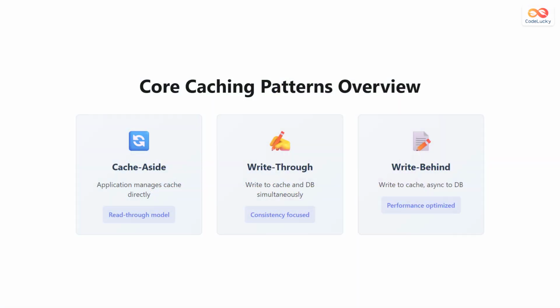There are three main caching patterns used in distributed systems. Cache aside, also known as lazy loading, is a pattern where the application manages the cache directly. Write through is a pattern focused on consistency, where data is written to both cache and database simultaneously. Write behind, also called write back, is performance optimized, where writes go to the cache first and then asynchronously to the database. Each pattern has different trade-offs between performance, consistency, and complexity.